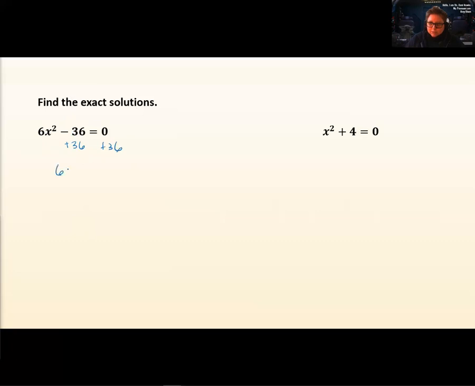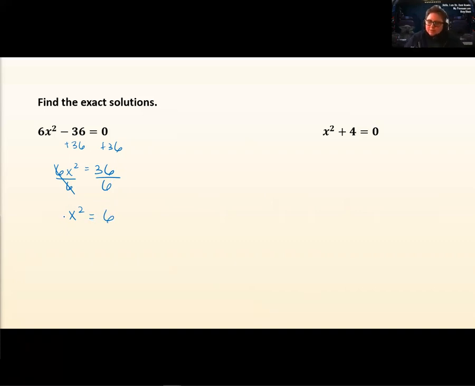Okay, so then you have 6x squared equals 36. Now what? Do we have to divide now? Absolutely. We'll divide both sides by 6 because remember, it's really important for us to get that x squared by itself. So now we have x squared equals what? What's 36 divided by 6? 6. Yep.